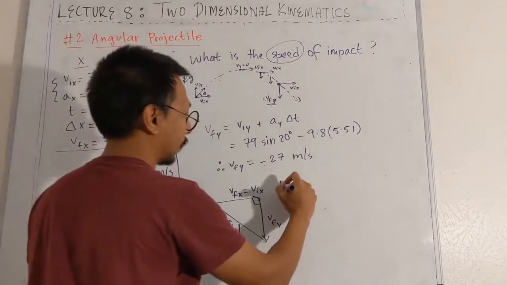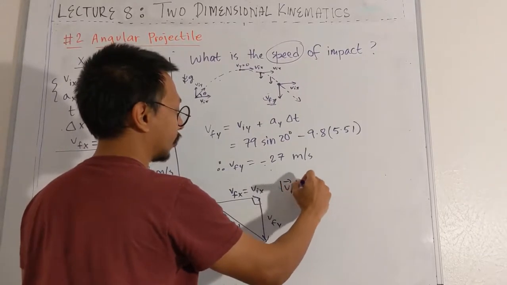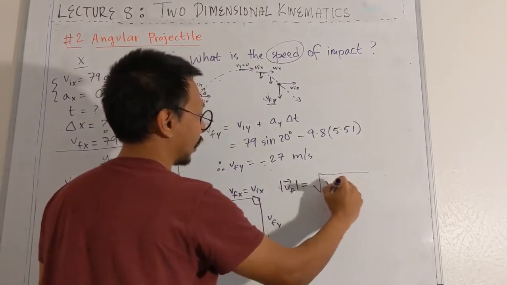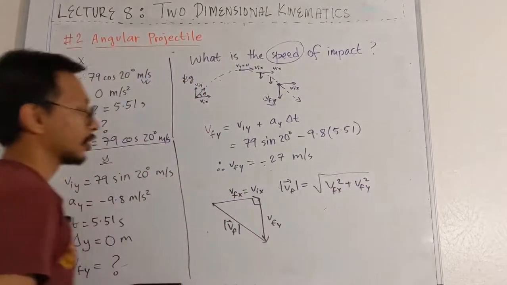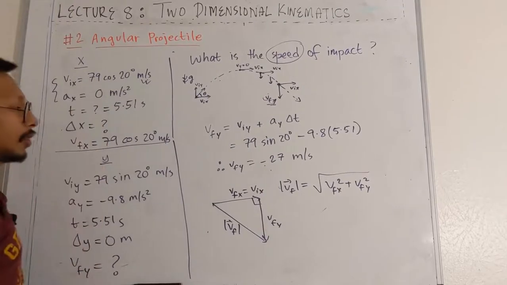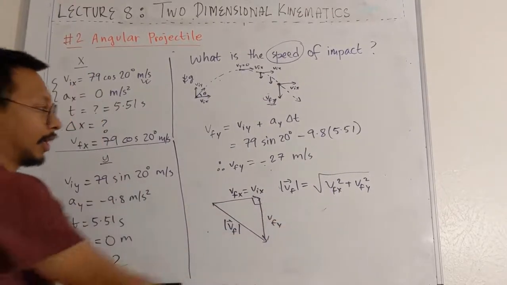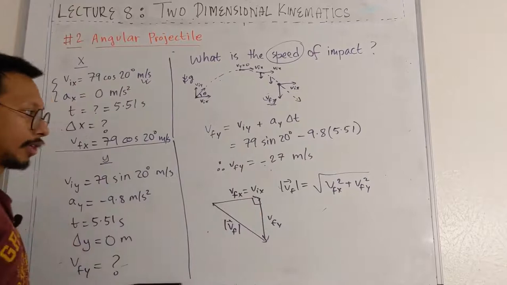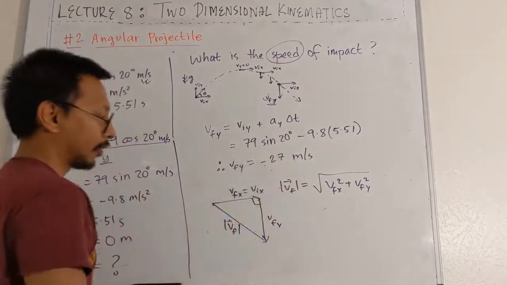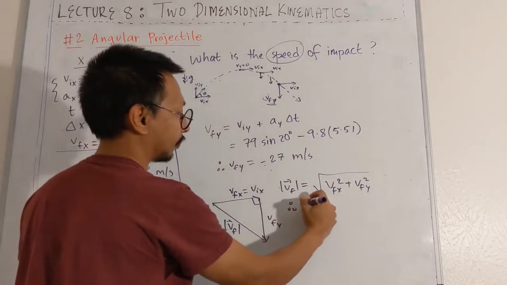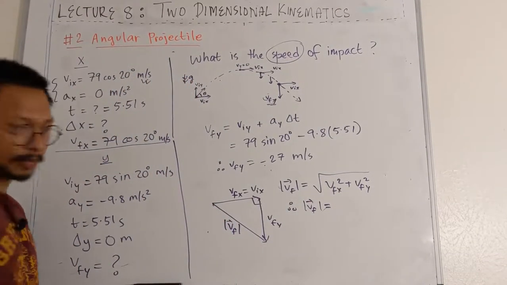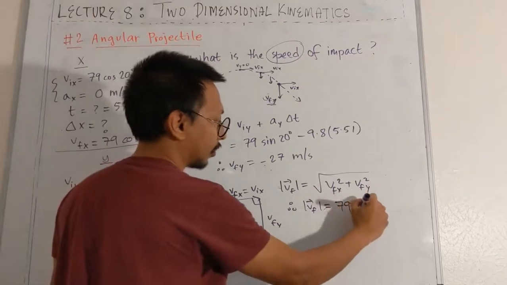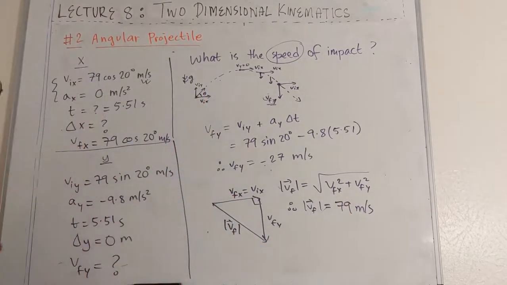Pythagoras. Vf magnitude is equal to the square root of Vfx squared plus Vfy squared. So Vfx is nothing but 79 cosine 20. Square it, add it to the square of negative 27, and then square root it. We get Vf magnitude to be 79 meters per second.